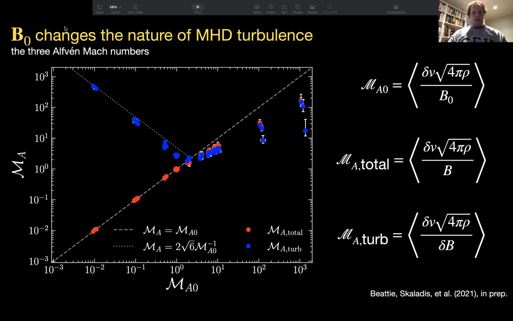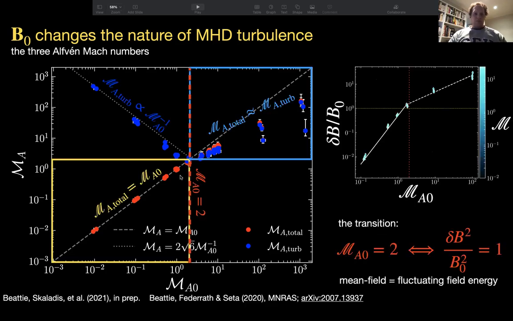So the mean field changes the nature of MHD turbulence. This is probably not appreciated as much as it should be. And I think a very nice way of illustrating this is by computing 3 different Alfvén Mach numbers here. So this is the Alfvén Mach number of the mean field, this is the Alfvén Mach number of the total field, and this is the Alfvén Mach number of the turbulent field here, averaged across all the cells in the simulations. And here I'm plotting the total in red. So this is the total Alfvén Mach number, and the turbulent Alfvén Mach number in blue, as a function of mean field Alfvén Mach number.